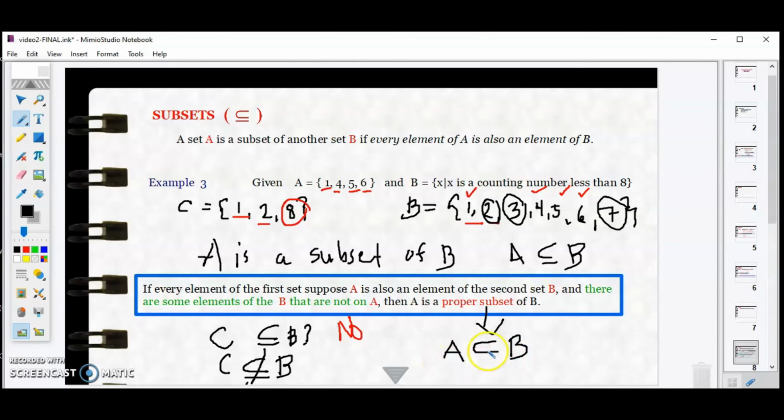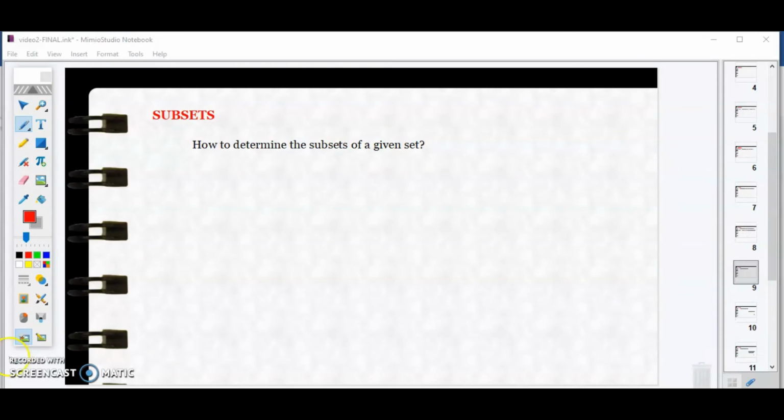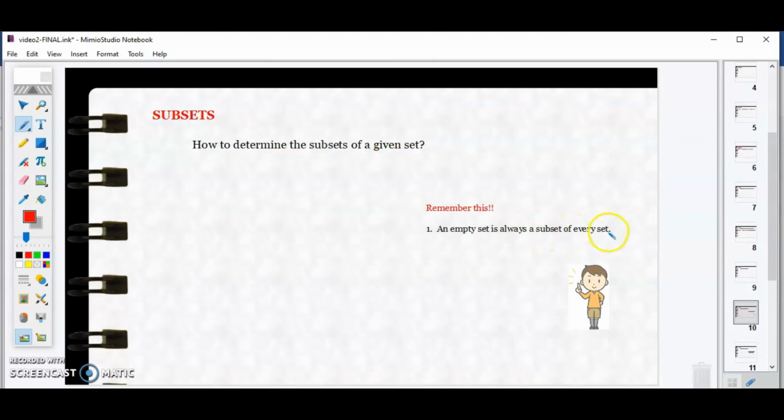So, we say A is a proper subset of B. Okay, so how do we determine the subsets of a given set? What are the things to be remembered or considered? Okay, so first, an empty set is always a subset of every set. So, ibig sabihin, kapag nilista mo yung mga subsets ng set, nandun lagi si empty set. Okay, and then next, the given set is also a subset of itself. So, yung given set na yun, makikita mo rin siya sa listahan ng mga subsets. So, in other words, ito yung mag-start at ito yung mag-end ng listahan natin.